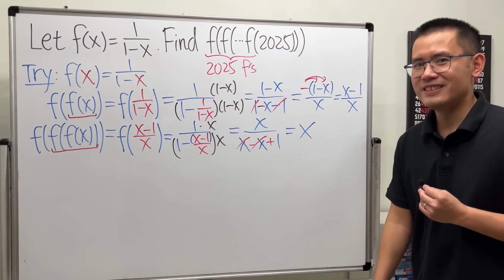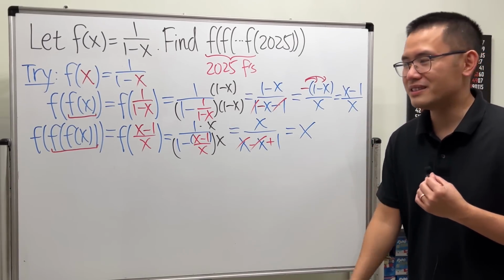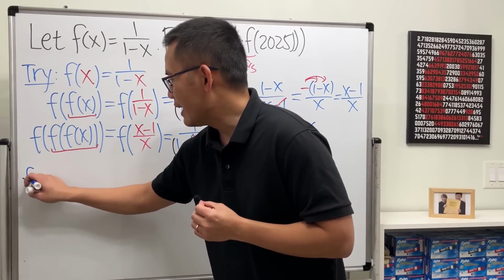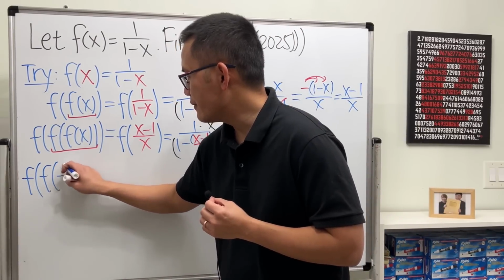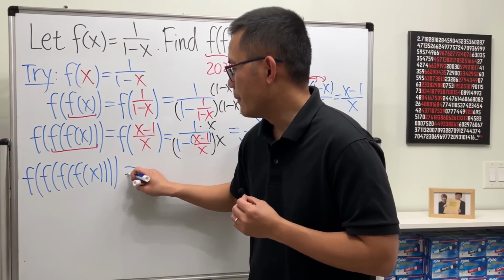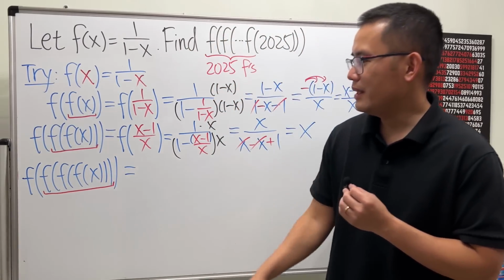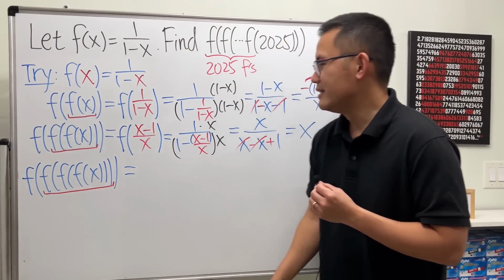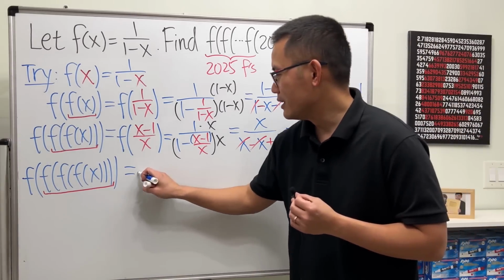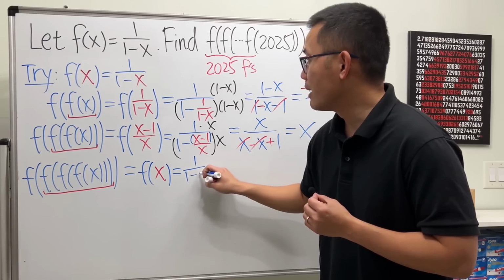Yes. So what does that mean? That means actually it starts to repeat, because if we have 4 of them, f of f of f of f of x, 1, 2, 3, 4. When you see 3 f's like this, and then the input is x, this is just going to be x. So it's just the original f of x, which is 1 over 1 minus x.